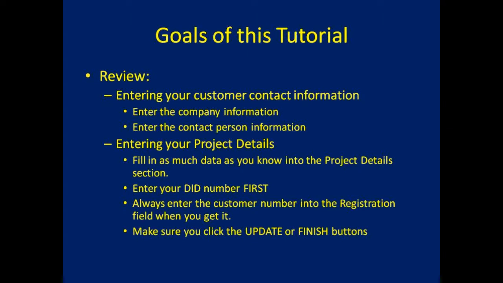Now, entering your customer contact information. The 2 main topics are you enter the company information first and then you enter the primary contact person information second. When entering your project details, there are a few things to remember. Fill in as much data as you know into the project details section. Make sure that the first thing you do is enter in your Walgreen distributor ID number into the primary distributor field. And always enter your customer number into the registration field when you get it.